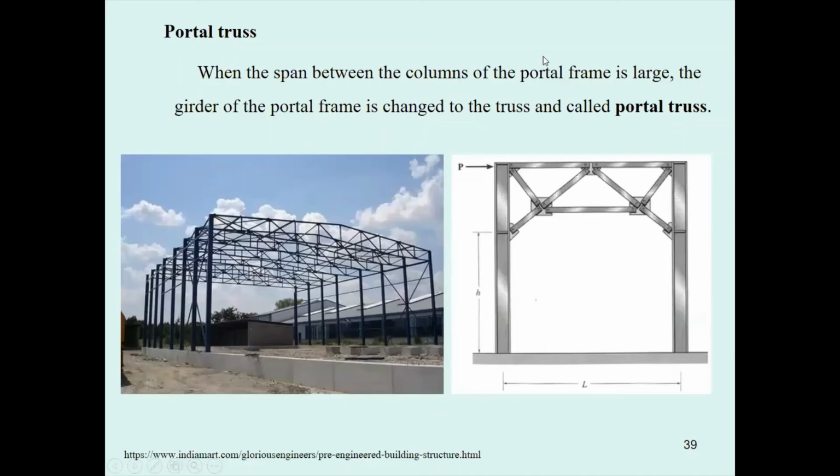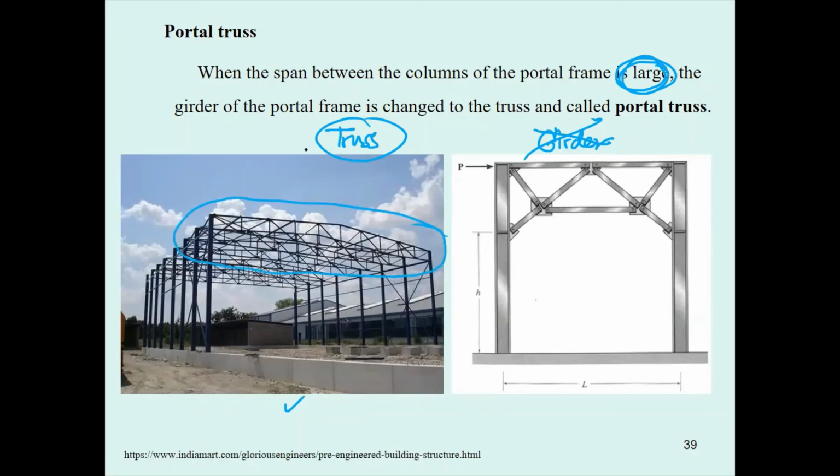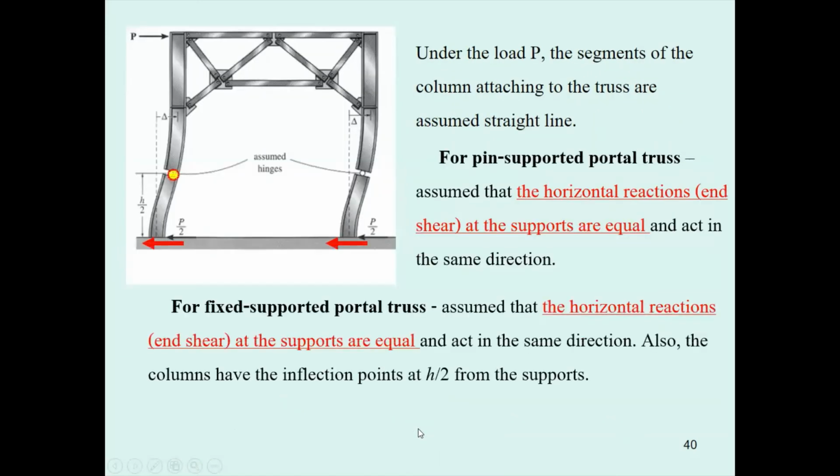Next, come to the portal truss. In some cases, we don't use the girder to link between the columns. When the span of the structure is very large, a truss is more efficient to use than a girder. That's why some buildings have a truss to link the columns, and we call this the portal truss. There are some examples of the portal truss, such as in the hangar, like this one.